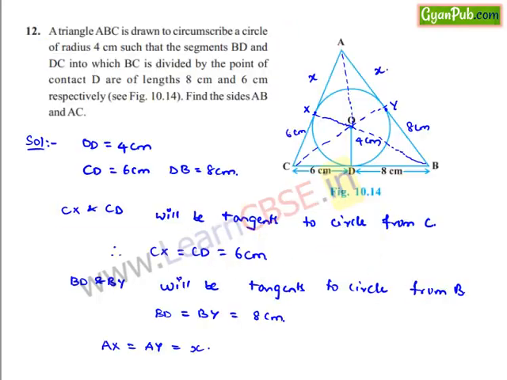Now we can also say that area of triangle ABC can be obtained by adding area of triangle AOC, triangle AOB, and triangle BOC.